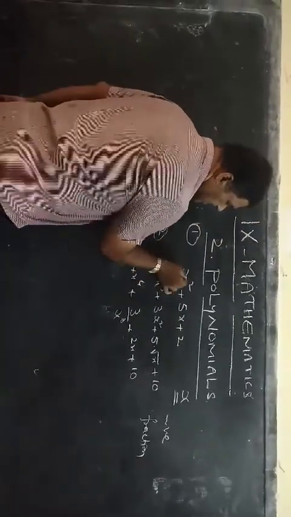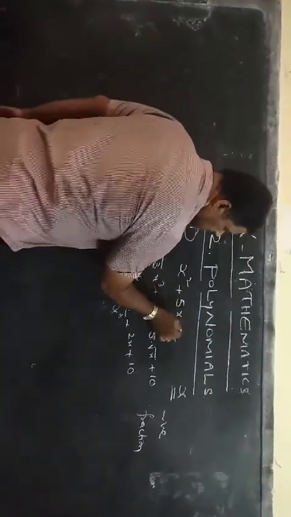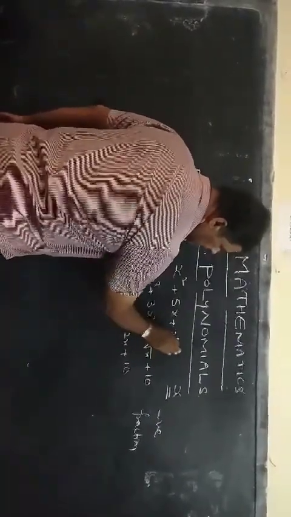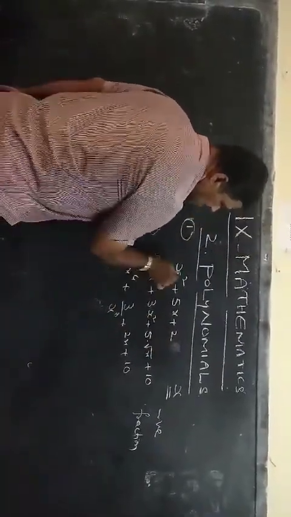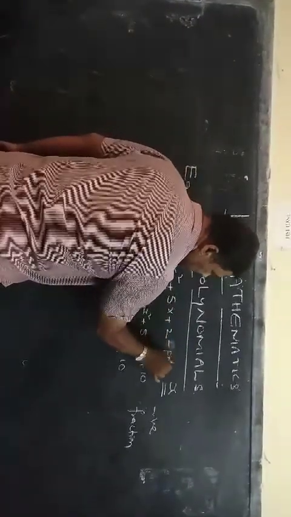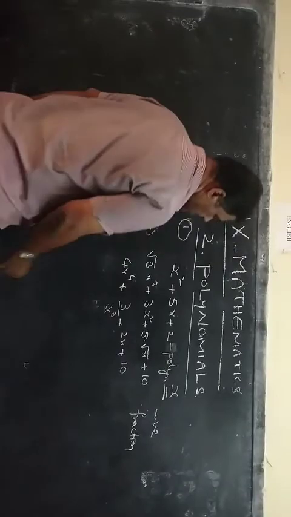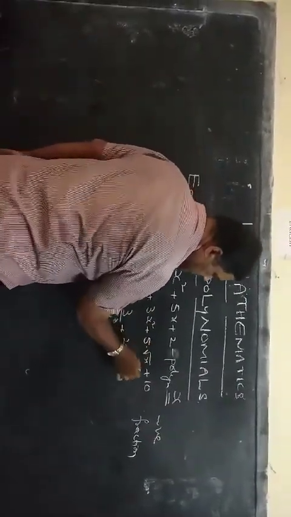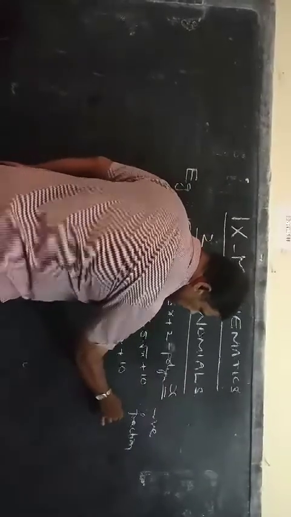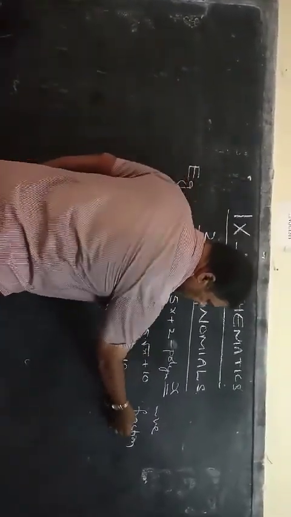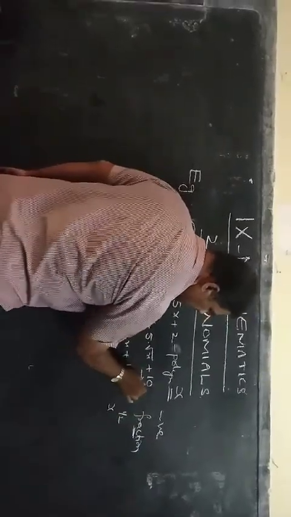Here you see x power is 2, x power is 1, and here x is not there, so we can write x to the power 0. So you can take 0 as the x power. Here x power is a non-negative number, so it is a polynomial. Here x power is 3, x power is 2, but here x power is 1 by 2. Root x means x power is 1 by 2. So if the x power is a fraction, then it is not a polynomial.